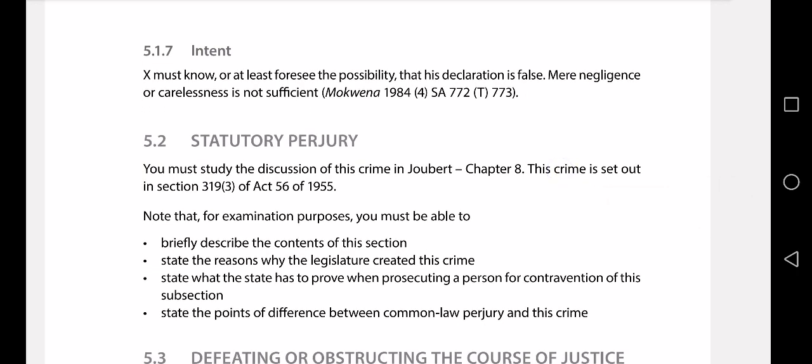Intent. X must know, or at least foresee, the possibility that his declaration is false. Mere negligence or carelessness is not sufficient. Mokoena, 1984.